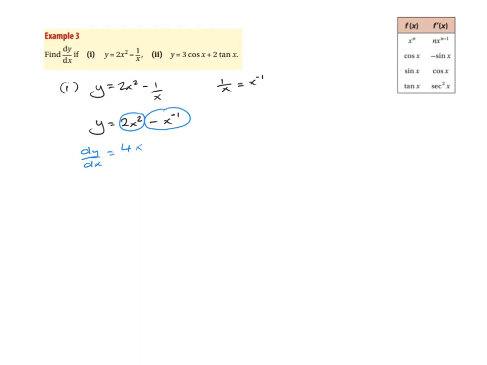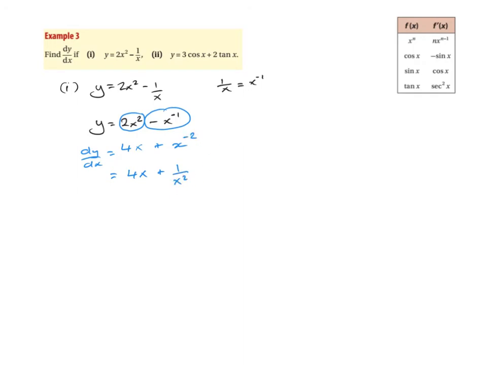And again, what we're going to do is bring down the power here. Minus 1 times the minus is going to give us a positive. So we're going to get plus, and we're going to get x, and then we've got to take 1 off the power. Remember, minus 1 take away 1 is minus 2. Okay, so that's what we're going to end up with. Then tidy it up, we get 4x plus 1 over x squared. So all I've done at the end here is undo the index and change it back to its fractional notation.